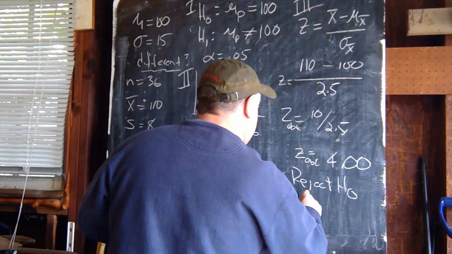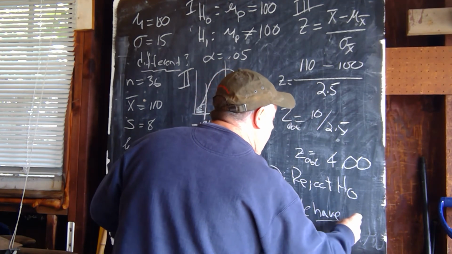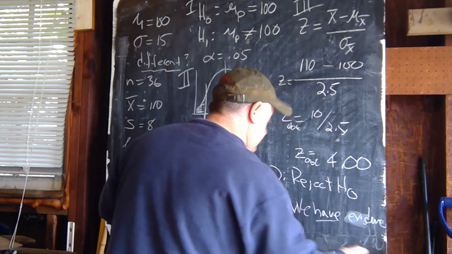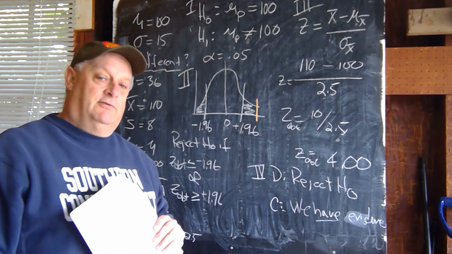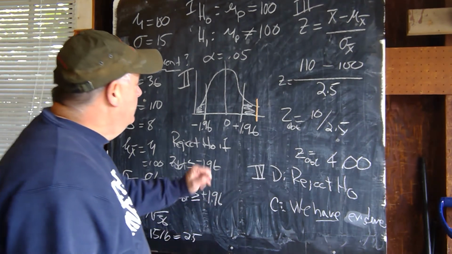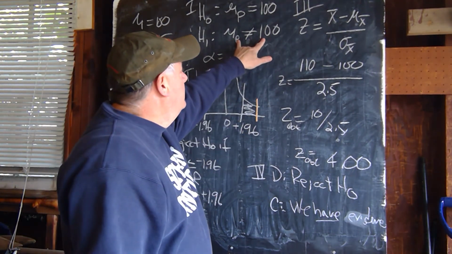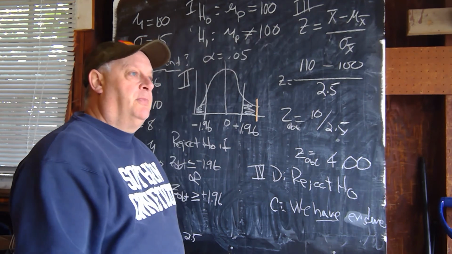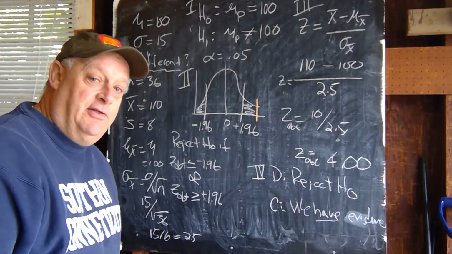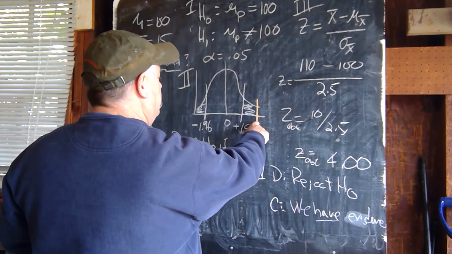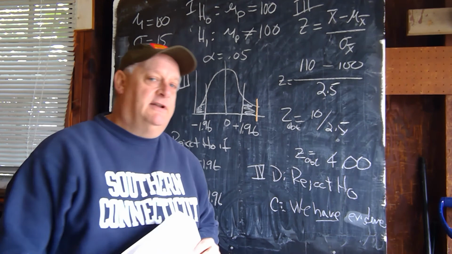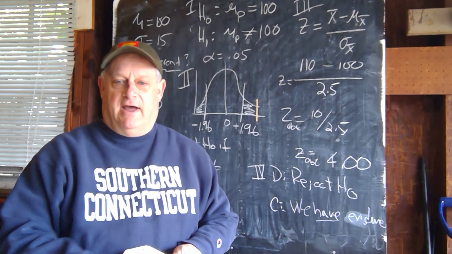And the conclusion: whenever we reject, you start off with the preamble, we have evidence. Evidence for what? We have evidence for the alternative. We have evidence that psychology majors are different from average. We can go further. How are they different? This tells me they're different, and it also tells me how they're different. The outcome is up here. They are significantly above average. So I would say we have evidence that psychology majors are significantly above average in intelligence.